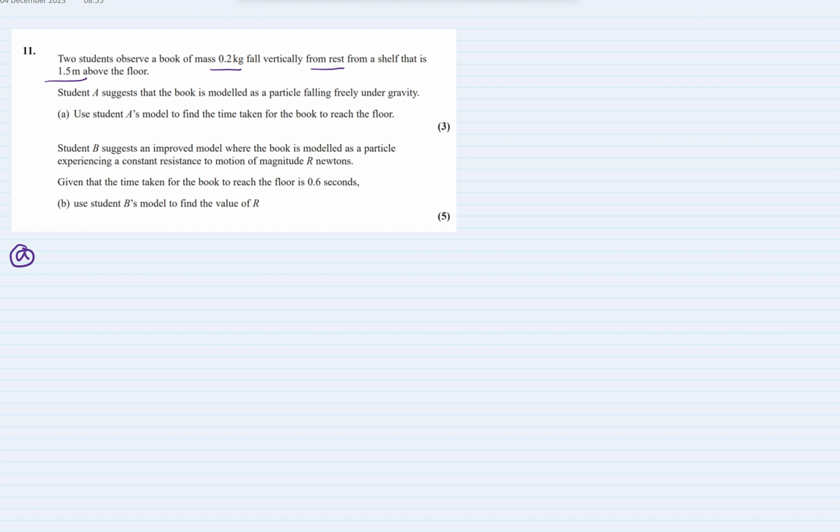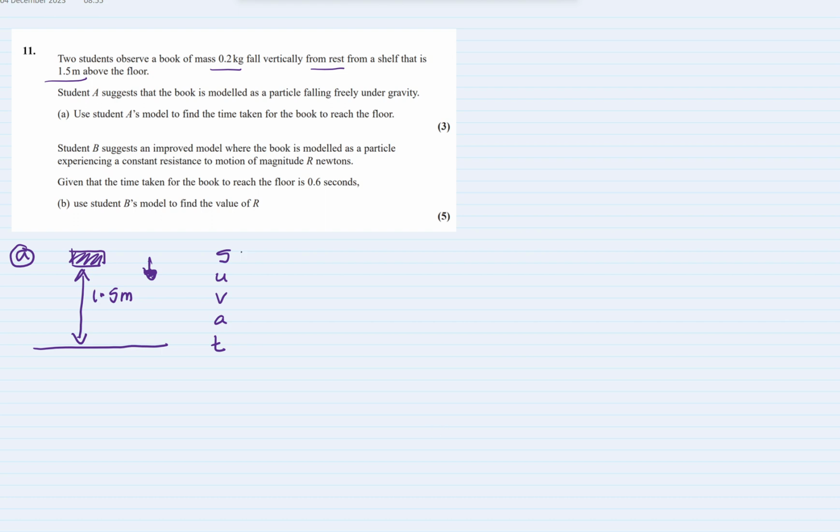So for part A, let's get ourselves a little diagram in terms of what's going on. So this is my book. We've got a distance to the floor of 1.5 meters, and we know that the book is falling down towards the floor. So we know that we've got constant acceleration. So let's think about my equations of constant acceleration and work out what values I've got within the SUVAT.